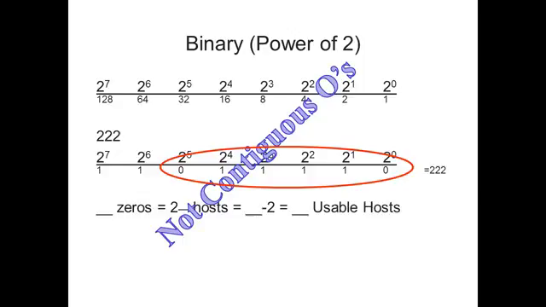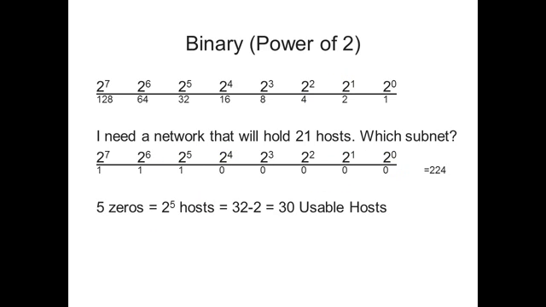All right, I need a network that holds 21 hosts. In other words, 21 computers. What's the subnet mask? Would 224 do it? Let's see. So 224, I think I got my slides out of order, by the way. So 224, would that give me 21 hosts? 224 is 111. Y'all agree with that so far? And it gives me 5 zeros. So 2 to the 5th is 32. It gives me 30. But I only needed 21. So was that the right answer?